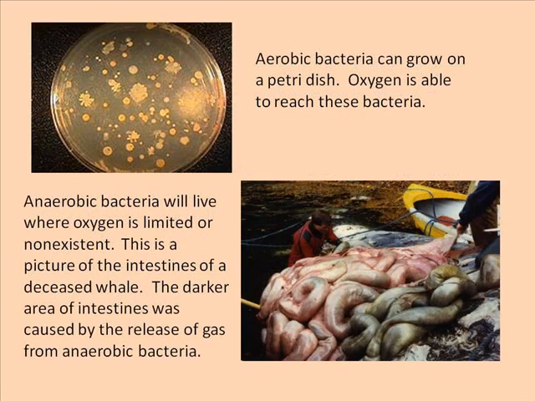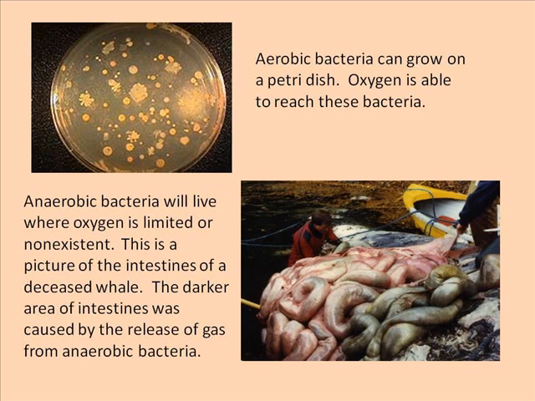Up at the top of this slide, there's a picture. This is a petri dish, and a petri dish is something that we can use to grow bacteria to study them. Now, because a petri dish is not completely closed off, oxygen is actually able to reach these bacteria. So when we're growing bacteria on a petri dish, they are going to be aerobic bacteria because oxygen can get to them.